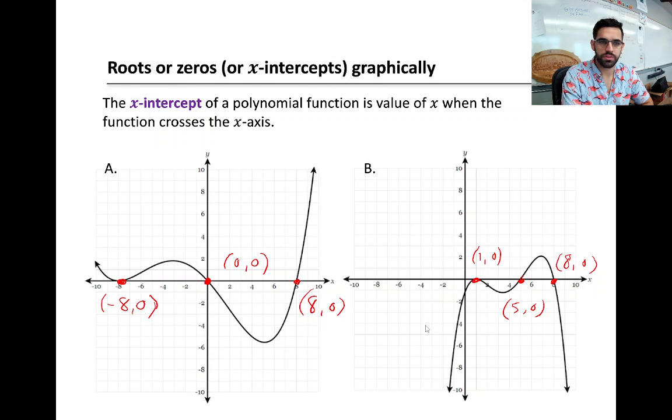Okay, some examples. Find the x-intercepts. There they are. Note that it doesn't have to cross the x-axis to be an x-intercept. Negative 8, 0, the curve touches or kisses the x-axis, but doesn't actually cross it. It's still an x-intercept. So this one has 3 x-intercepts, and so does example B.